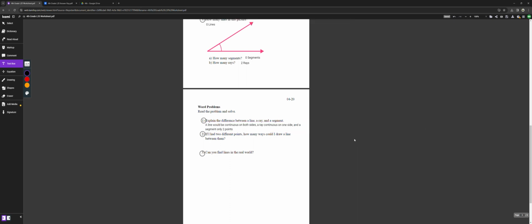And for number 2, if I had 2 different points, how many ways could I draw a line between them? You could only have one way because if you have 2 points, it will make a segment instead of a line. And for number 3, can you find lines in the real world? No, it is not technically possible. The reason why is because we don't have anything in the real world that is continuous and continues to stretch on for infinity.